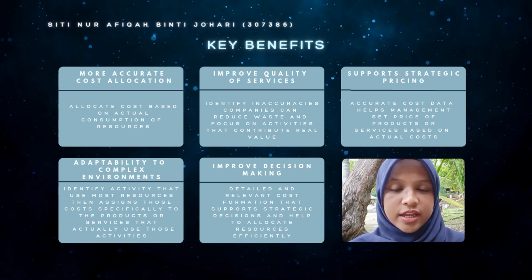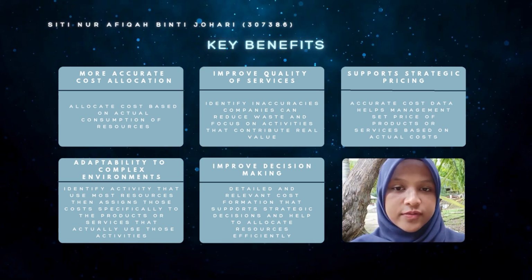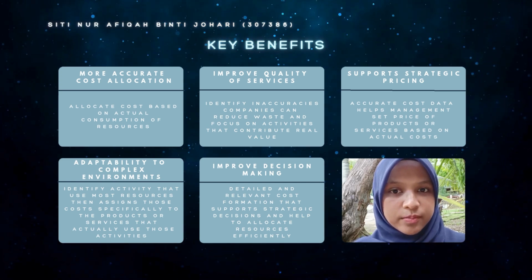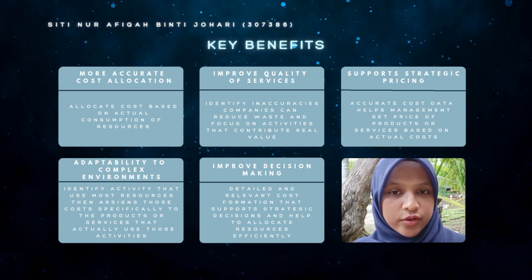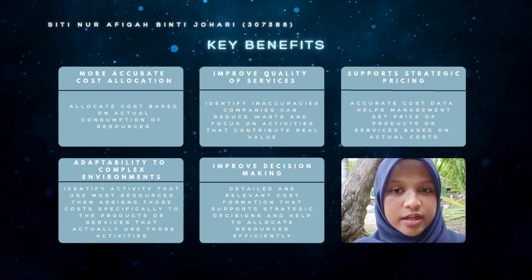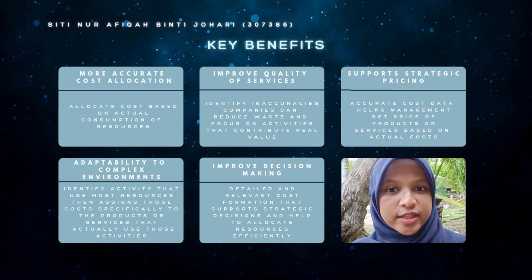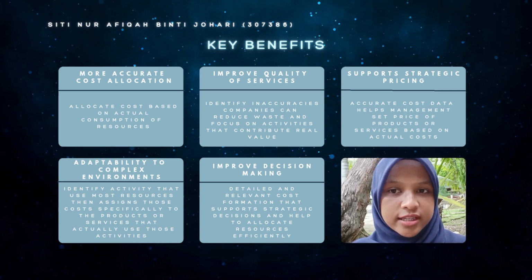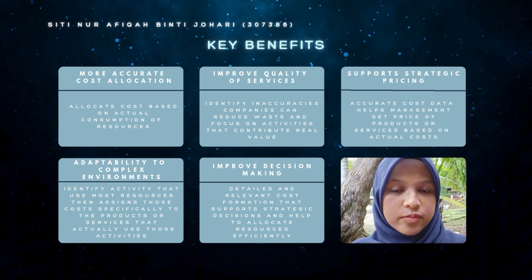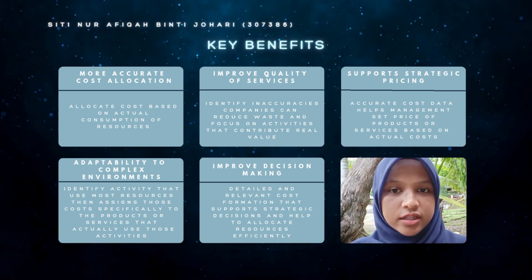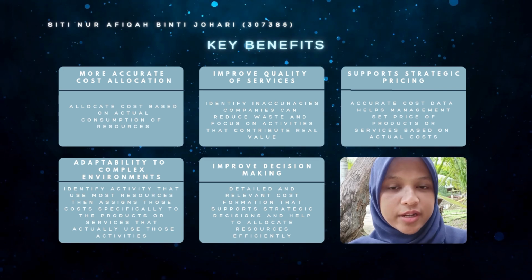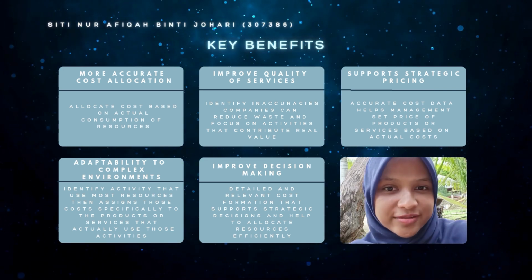ABC can be used in an environment with diverse products and service processes. A company with a variety of products and services may face constraints in identifying costs. So the ABC method can help the company to identify which activities consume the most resources, then assign those costs specifically to the products or services that are actually involved in those activities. This approach can also help the company to avoid cost distortion.